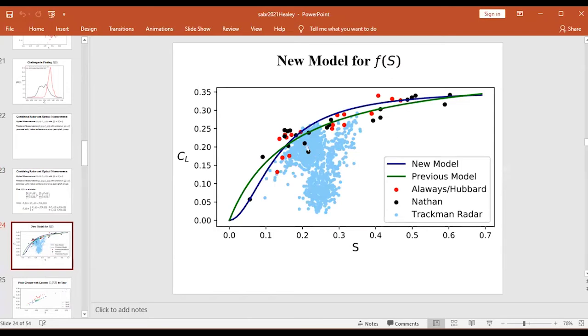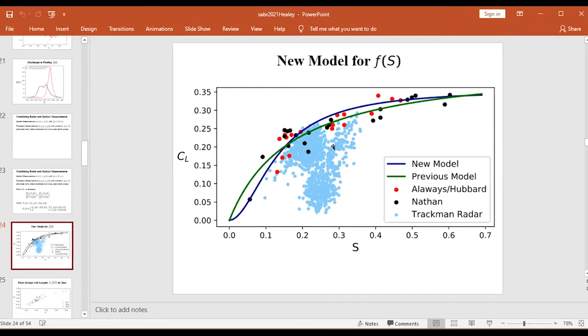The light blue points, these are TrackMan pitch groups. So these light blue points are robust estimates of CL and S for a pitcher, pitch type, year combination, again, over 2017 to 2019. And the scatter in the vertical direction is due to the unknown spin efficiency associated with these points. And then the black and the red points here are the optical measurements that we got from Alan. And you can see there's quite a bit of scatter in these optical measurements.